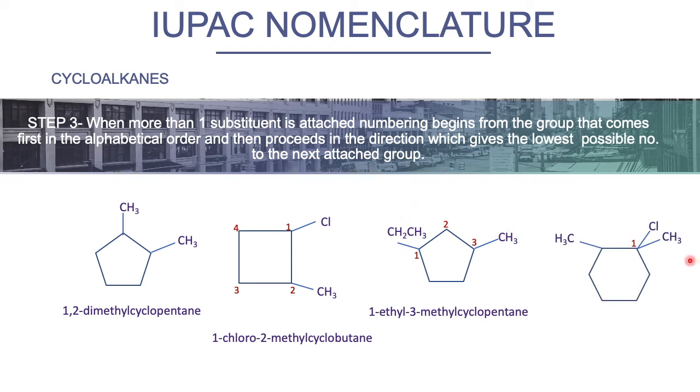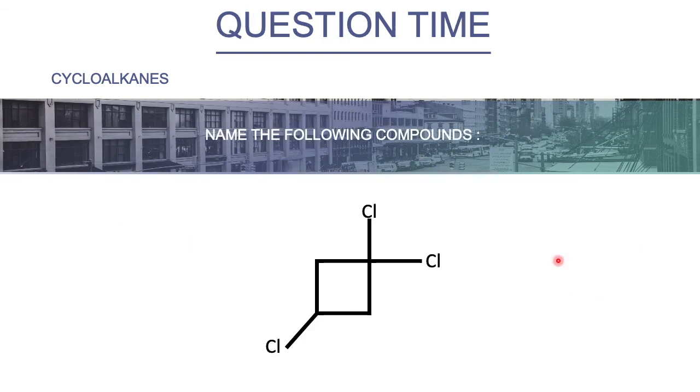This one is another example where you have 3 substituents and the naming system follows the same. Chloro comes first, so that gives the first position number. And here you will have 1-chloro, 1,2-dimethyl cyclohexane. Now before we leave, I'll just leave you with one simple question. Name this compound.